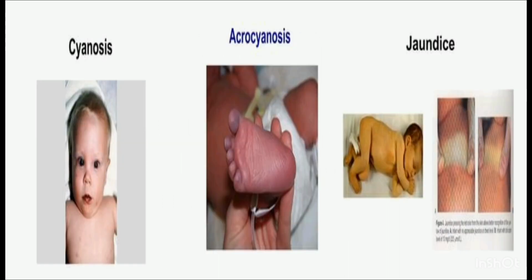These are some pictures of cyanosis. As you can see, there is bluish discoloration of the baby. In acrocyanosis, the extremities are blue in color. In jaundice, there is yellow discoloration of the baby due to an increase in bilirubin.